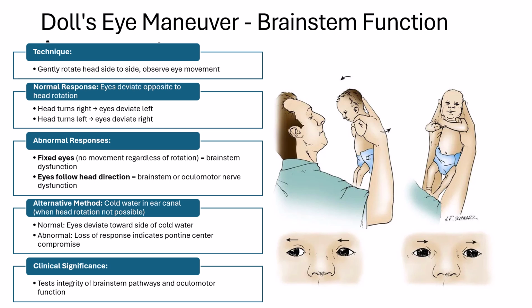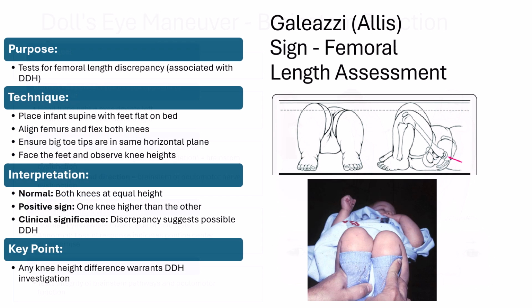When head rotation isn't possible, an alternative method involves introducing cold water into the ear canal to stimulate the semicircular canals. Normally, the eye should deviate toward the side of the cold water. Loss of this response indicates compromise of the pontine centers. This maneuver provides valuable information about the integrity of critical brainstem pathways in the neurologic assessment.